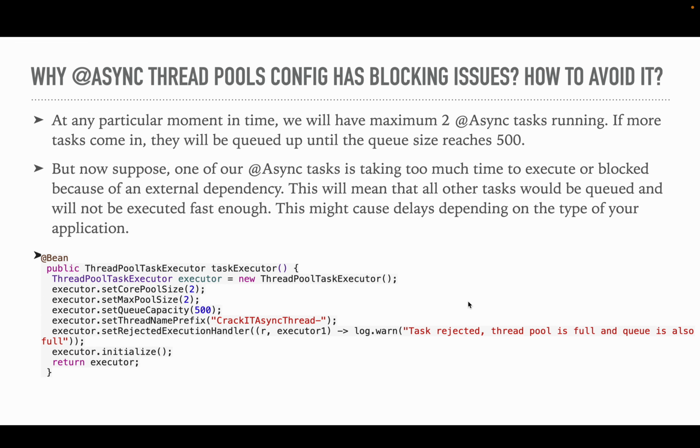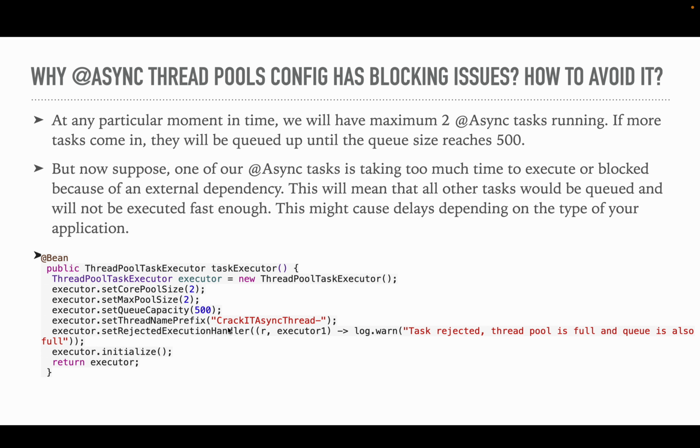Limitation of @async annotation, which is nothing but why @async thread pools config has blocking issues. Is there any way to avoid it? If yes, then how can we avoid it? So this is a very important interview question. You may be expected to explain asynchronous communication, because we are using asynchronous to avoid the blocking issues. But if our thread pools are not properly configured in our application, there is a high chance that the thread pools can be blocked and it will not serve the purpose of what we try to achieve.